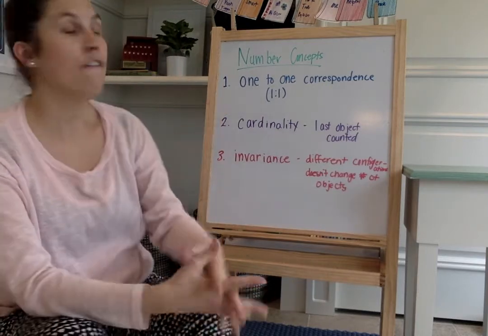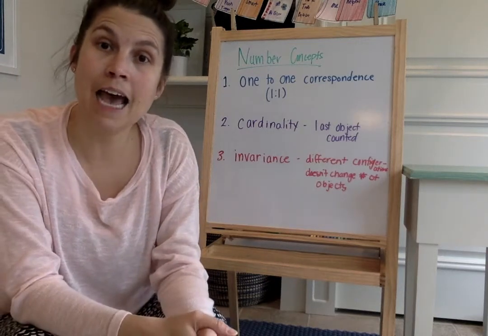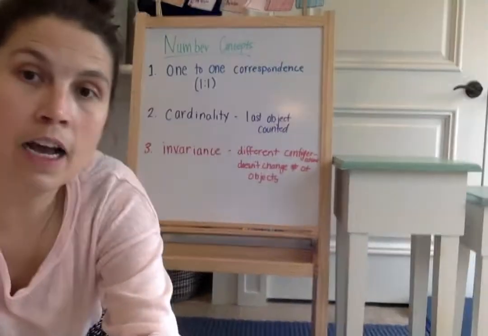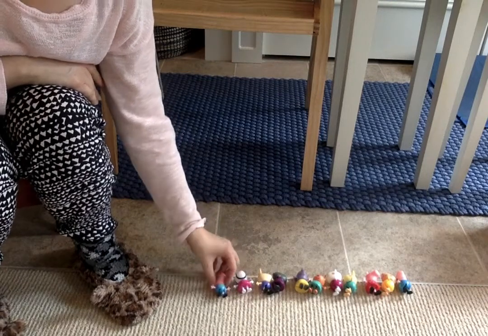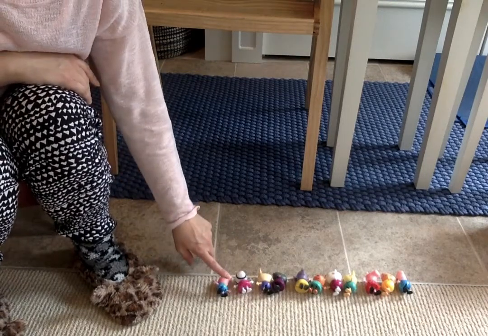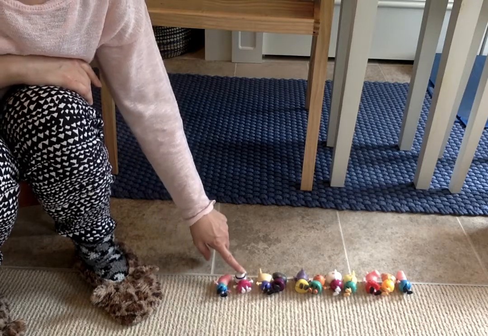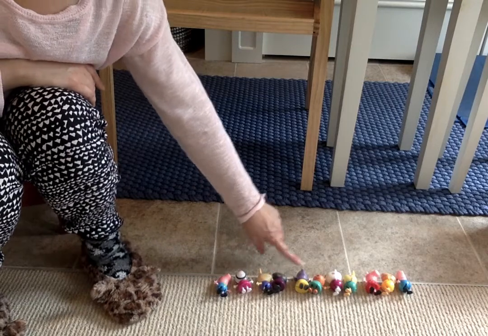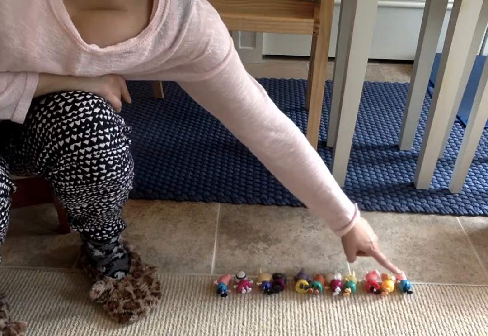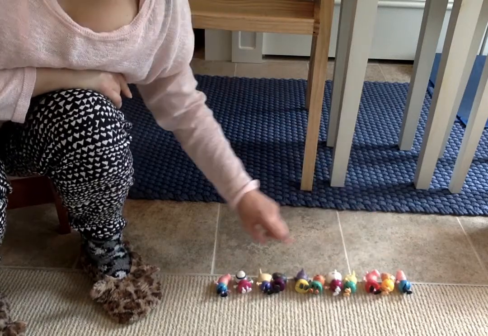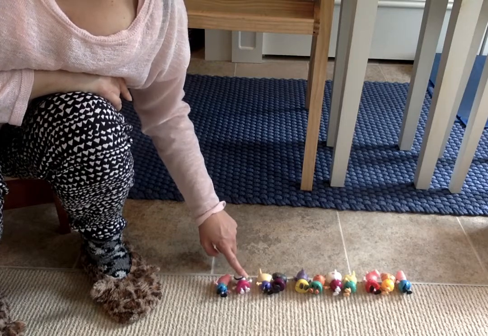So the first one of the number concepts is called one-to-one correspondence. So what that means is, I'm going to give you an example. Right here, I've got different toys lined up. Your student then would be able to point and count each one. For example, 1, 2, 3, 4, 5, 6, 7, 8, 9, 10, 11. So they're counting, they're pointing and counting one object with each number.